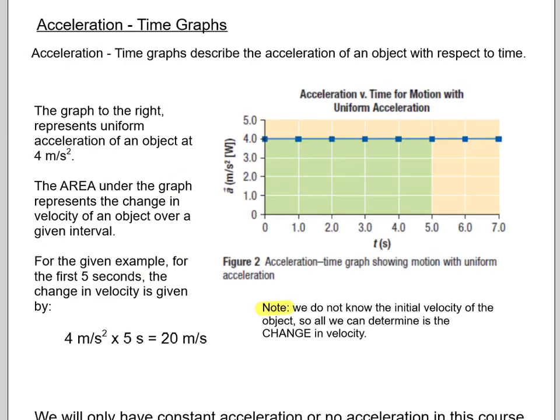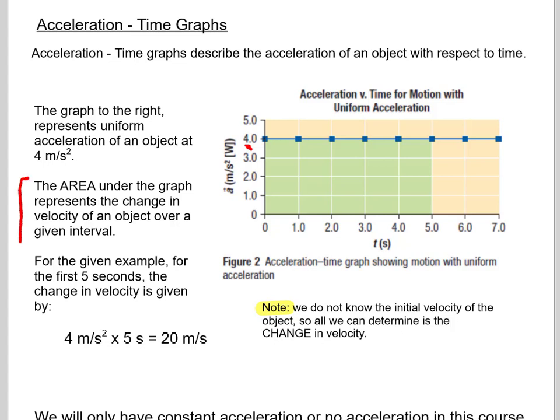Our new one is acceleration time graphs. Acceleration time graphs describe the acceleration of an object with respect to time, just like the other two. If the graph on the right represents uniform acceleration of an object at 4 meters per second squared, you can see over the entire 5-second interval, the graph is always at 4 meters per second squared. For this level, your acceleration will always be constant. We won't have changing accelerations unless we break the problem up into smaller chunks. For us, our acceleration time graphs will be pretty basic.